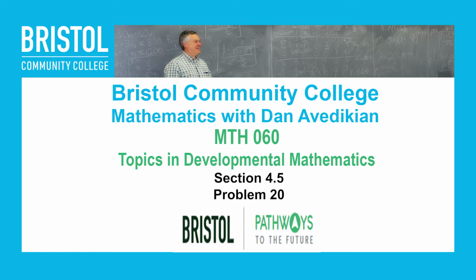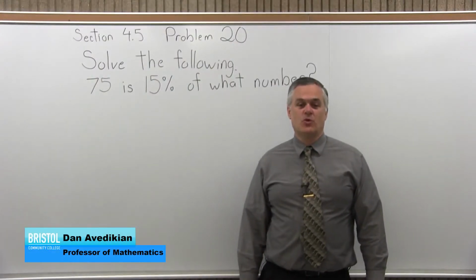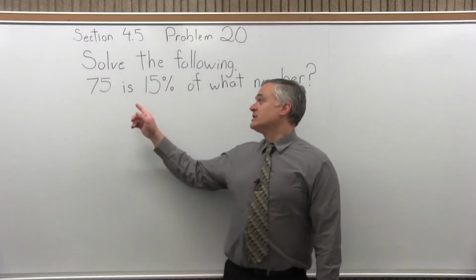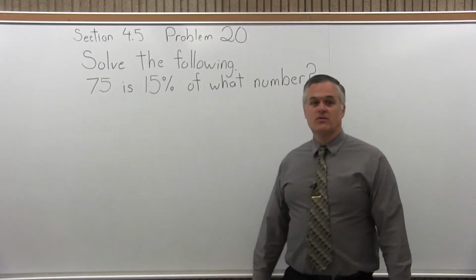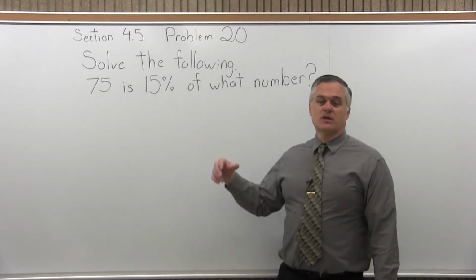Section 4.5, Problem 20. It says solve the following. 75 is 15% of what number? So first we have to convert this to an equation, and then we have to solve the equation.